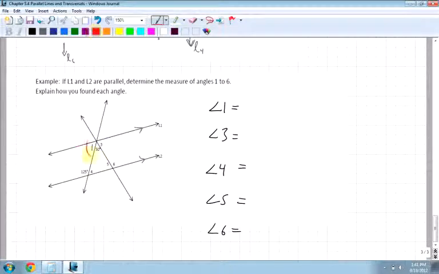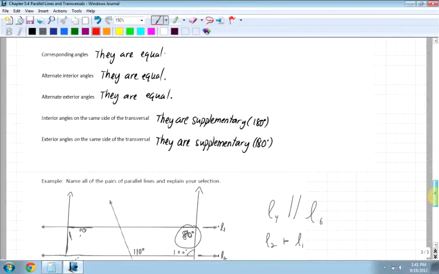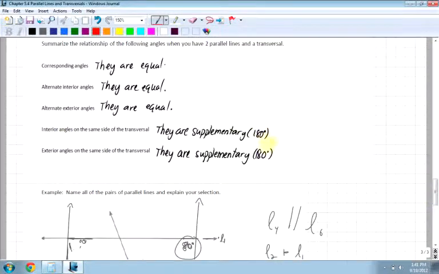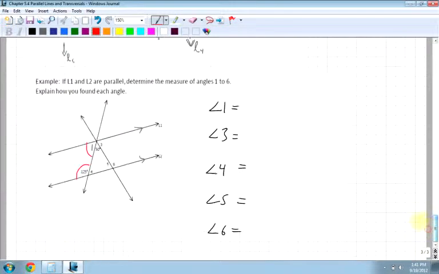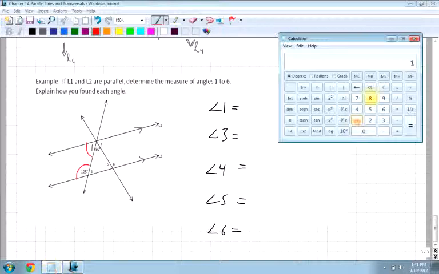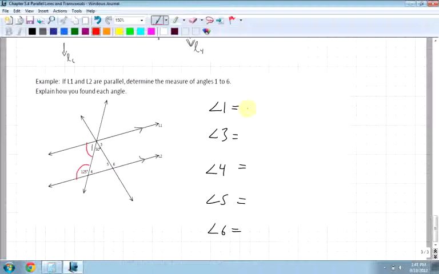So angle 1 here, look at the angle I have close to it, which is 125. I have 52, but I'm just looking in between because I like those in between angles. Those are interior angles on the same side of the transversal, and they are supplementary, so they have to add up to 180 degrees. So I start off with 180, I subtract off my 125, and I'm left with 55 degrees.